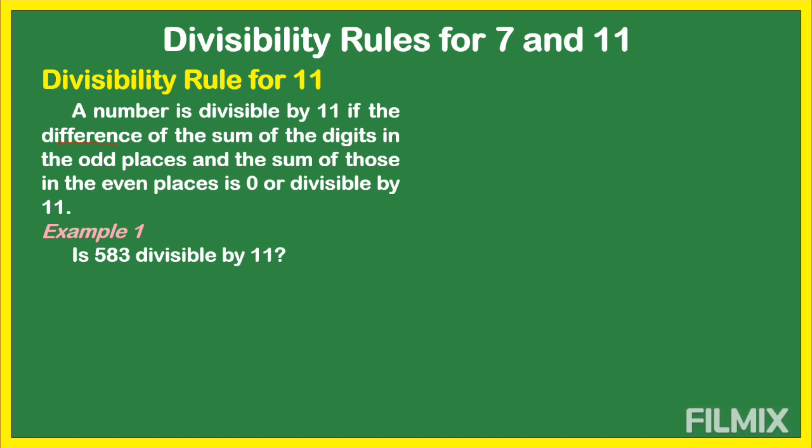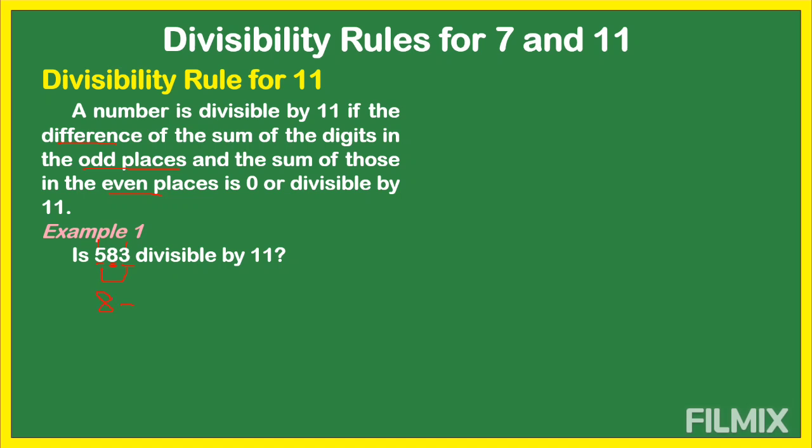Okay, we're going to look at the digits. Okay, this is the first digit, second digit, and the third digit. Okay, it is said here odd places. Okay, odd places are the first and the third digit. So the even places are, we have only one even place here. Okay, that is only the second digit. So we're going to add the first and the third digit. Okay, that is 5 plus 3, the answer is equal to 8.